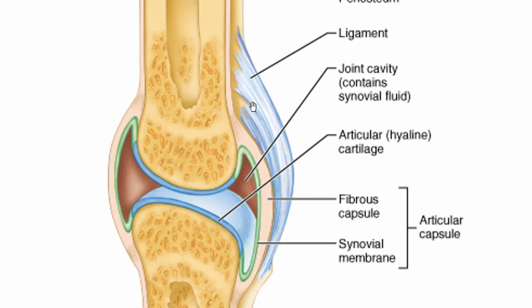And here we have ligaments. There are two types of ligaments. One is extrinsic ligaments and one is intrinsic ligaments. And what are intrinsic ligaments? Intrinsic ligaments are nothing but a thickening of the outer fibrous layer of a joint capsule. And these are extrinsic ligaments.